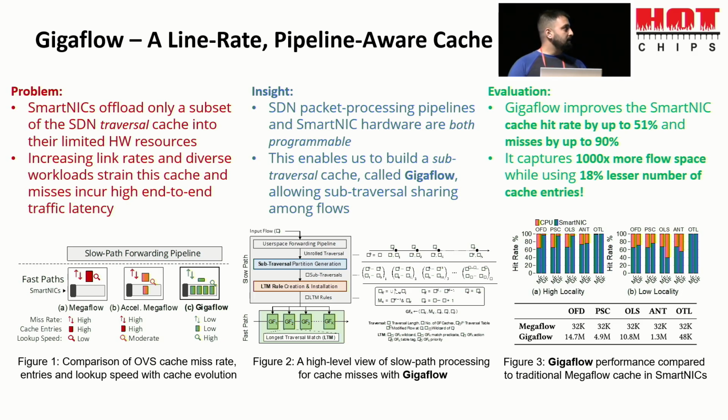We have shown with our results that if you have a 32,000 entry cache and partition it across 4 tables, 8,000 entries each, then you can capture 3 orders of magnitude more rule space, a 51% higher cache hit rate, and a 90% reduction in the total number of misses. If you find this interesting, I'm presenting my poster outside. Feel free to approach me, and I'll be more than happy to share more details. All right.